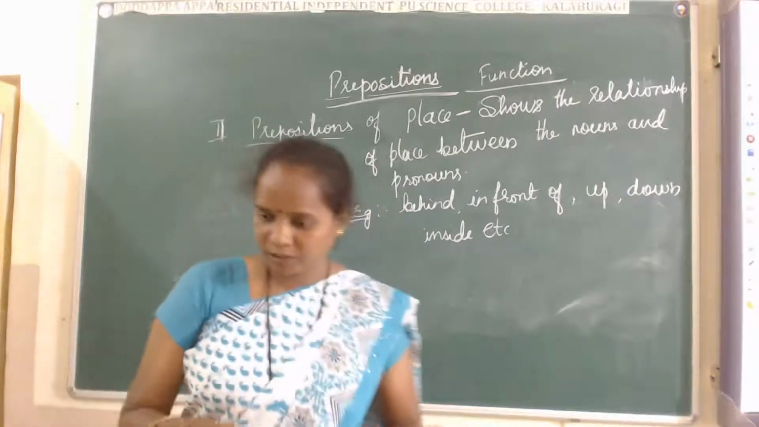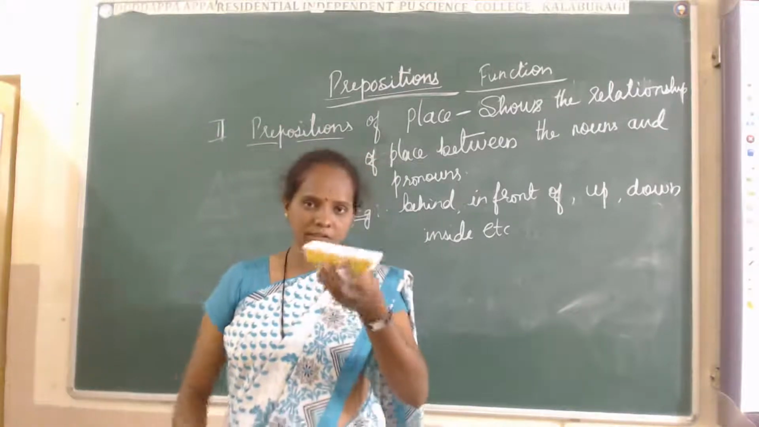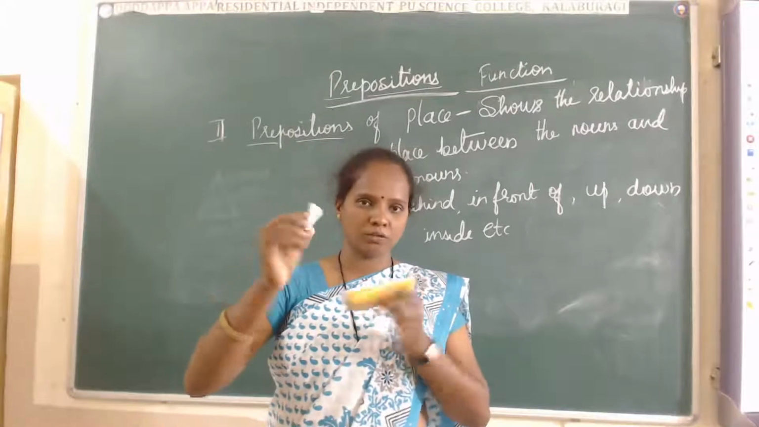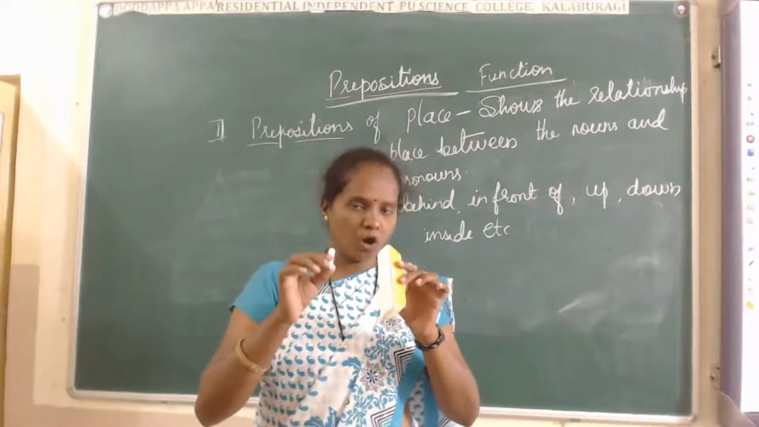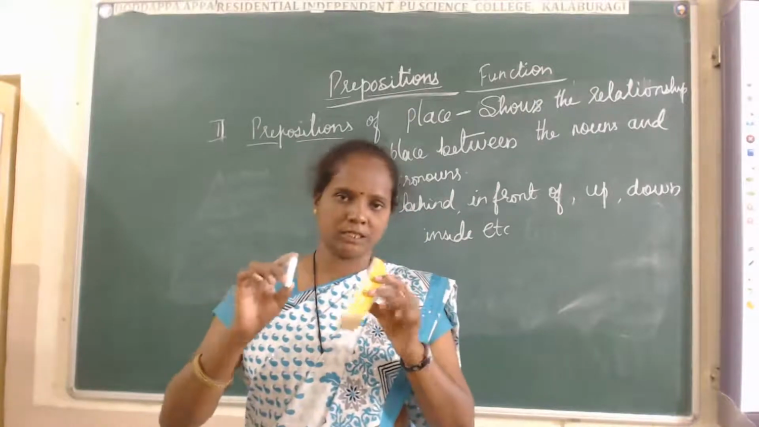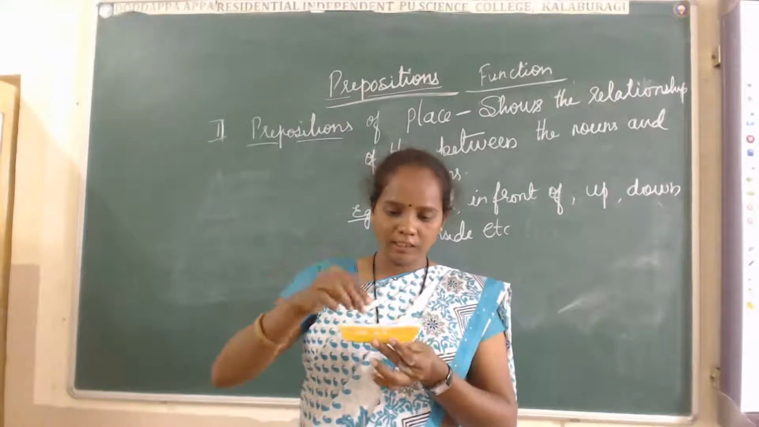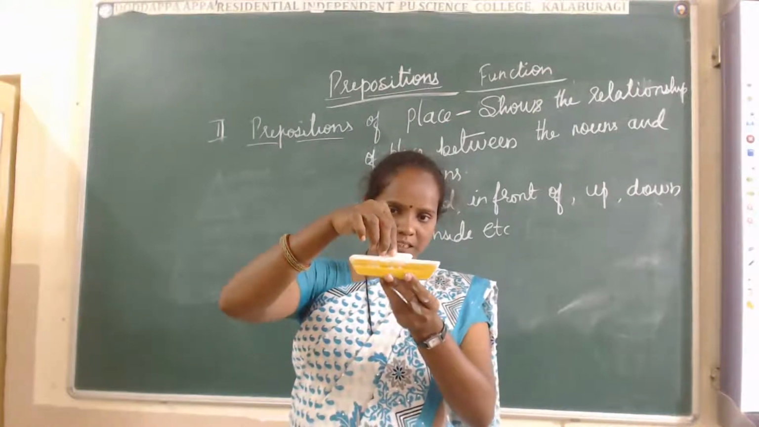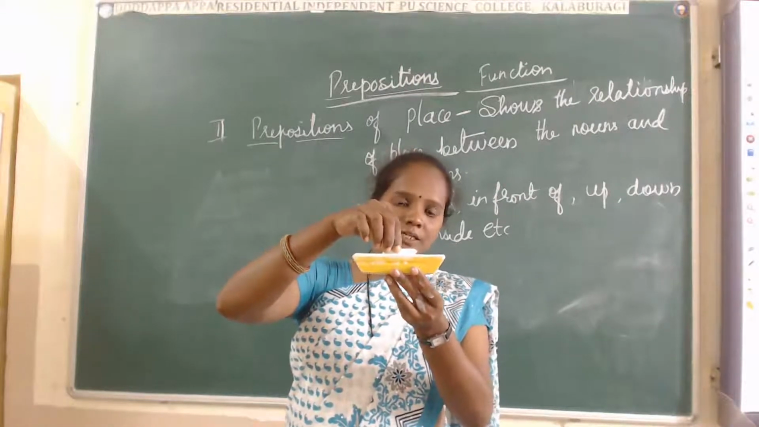For example, I will tell you. See, this is a duster, and this is a chalk. These are two particular objects. I will give you some examples here. See, where is the chalk placed here? It is on the duster.